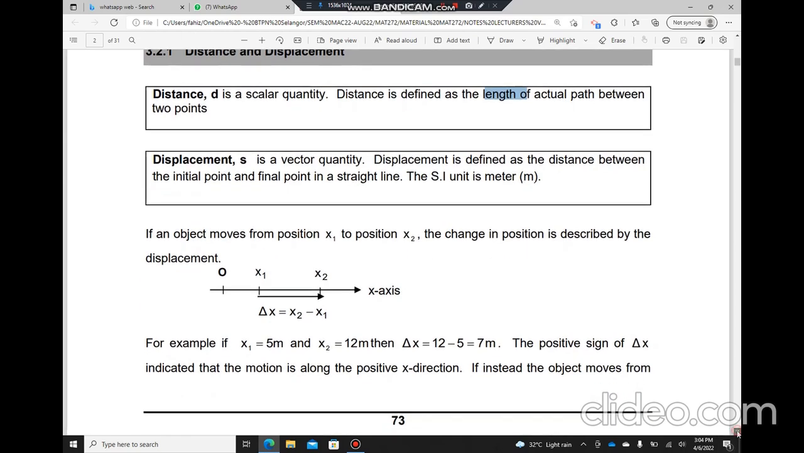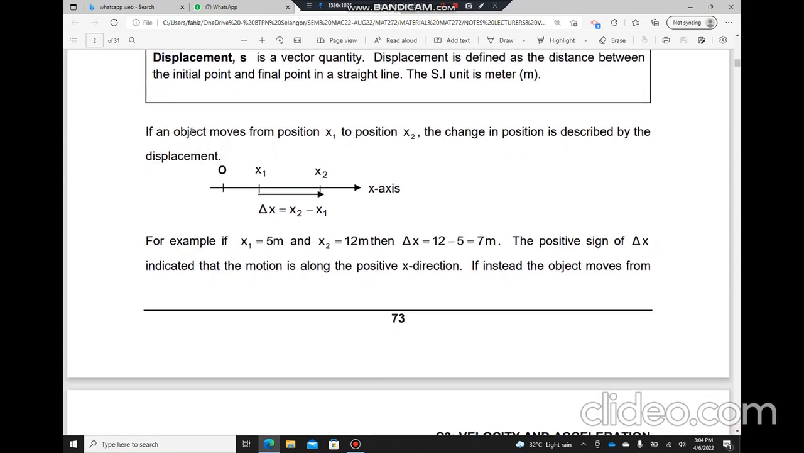Okay, so if an object moves from position x1 to position x2, the change in position is described by the displacement. So yang ni kita boleh tengok apa lebih jelas apa maksud displacement. Katakan satu objek dia bergerak daripada x1 kepada x2. Maksudnya displacement dia ada pergerakan. So that's why dia adalah vektor.